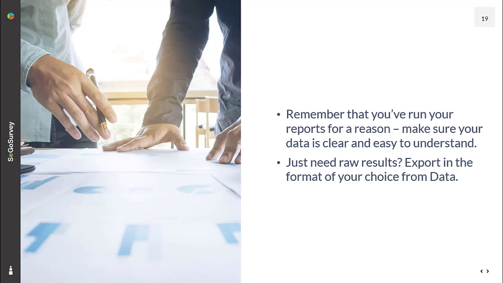Final thoughts. Remember that you've run your reports for a reason. Make sure your data is clear and easy to understand. Just need raw results, export in the format of your choice from data.